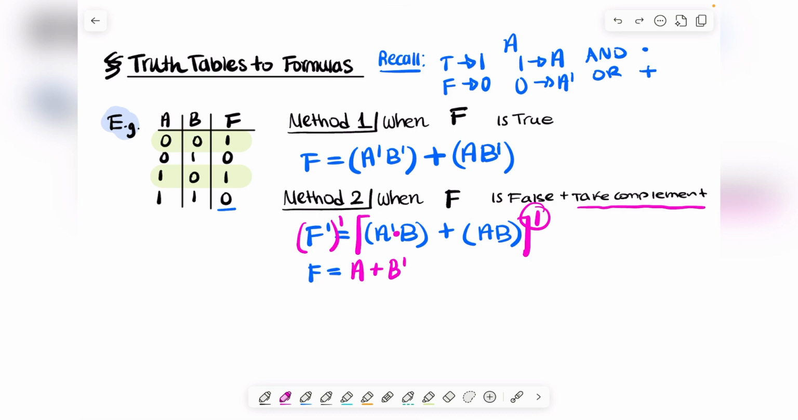The opposite of this is going to be multiplication. The opposite of A is going to be A prime. The opposite of B is going to be B prime. The opposite of the multiplication sign that's in between is addition. We can get rid of this multiplication sign and have these be parentheses, and this is our formula.